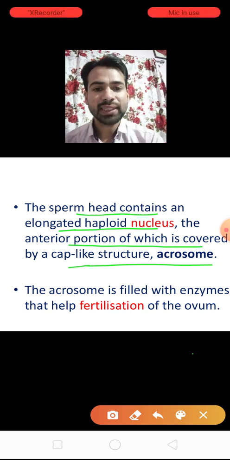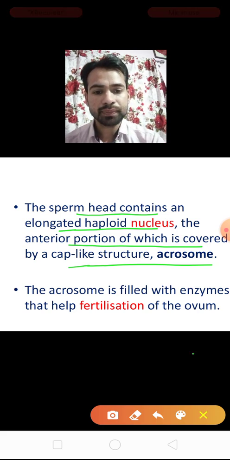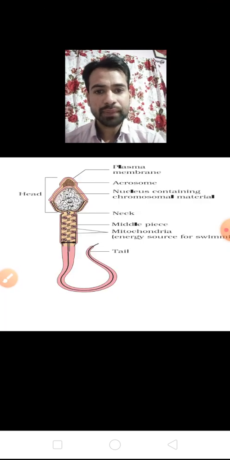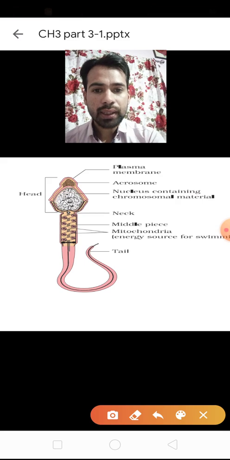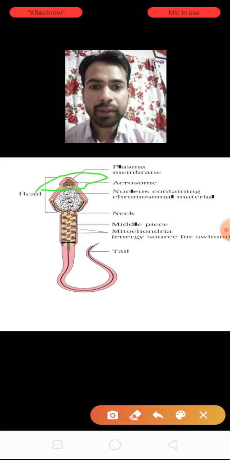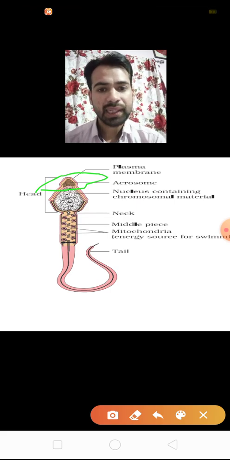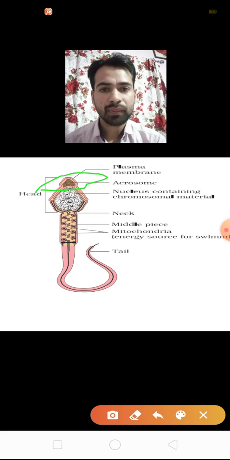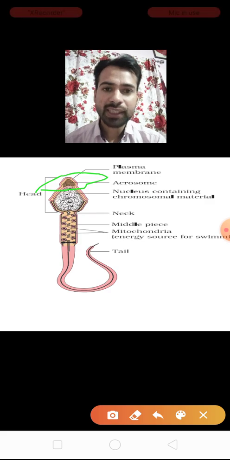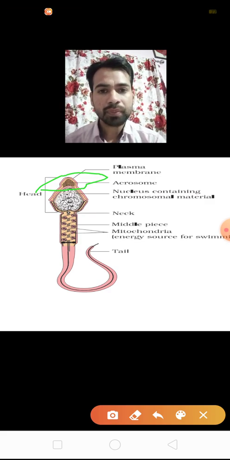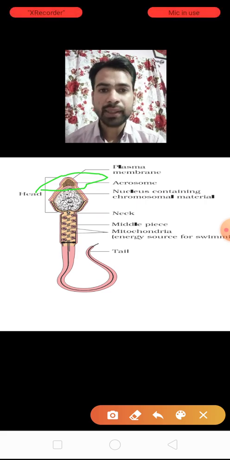Now see the structure of acrosome, children. The cap-like structure in the head of the sperm is acrosome. Acrosome has certain enzymes that help in fertilization. Basically, acrosome penetrates the egg.